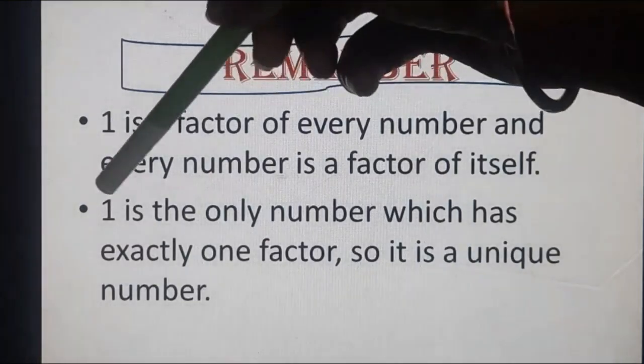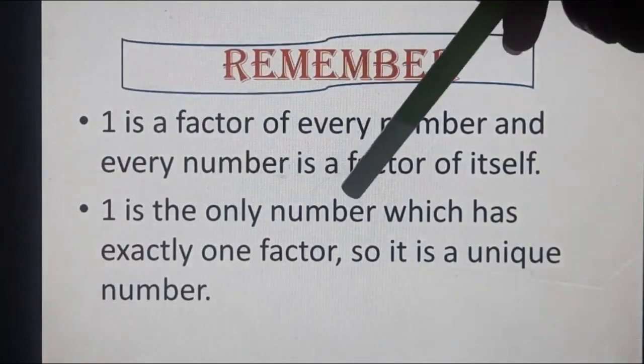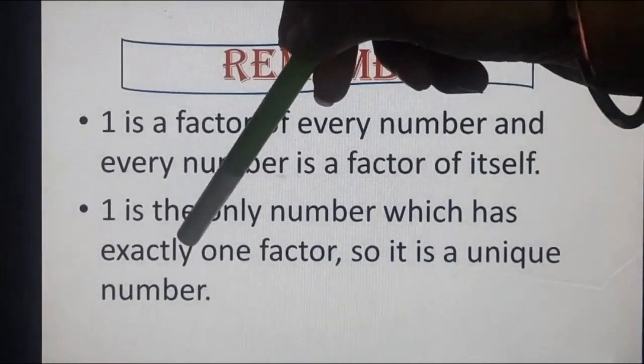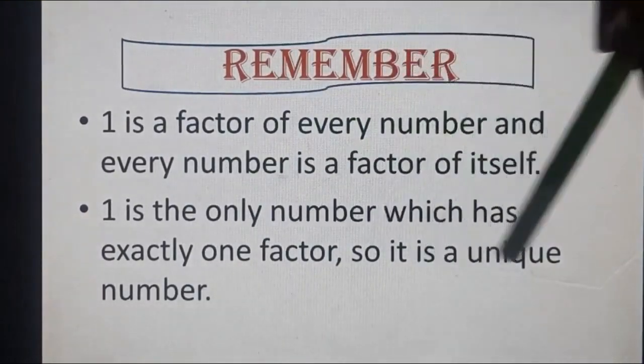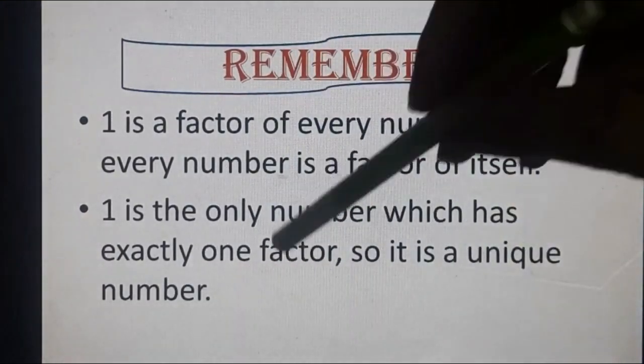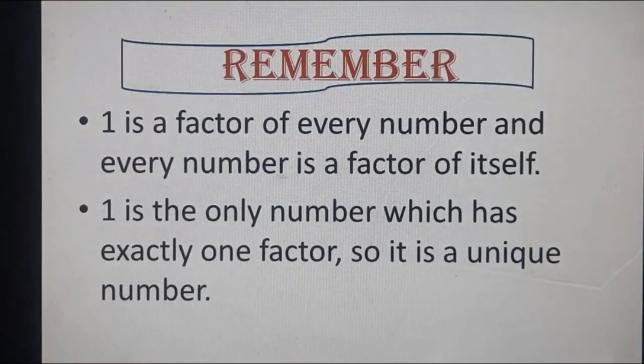Understood? Next point is 1 is the only number which has exactly one factor. So it is a unique number. 1 has only one factor. So it is a unique number. Unique means anokha, adbhut.